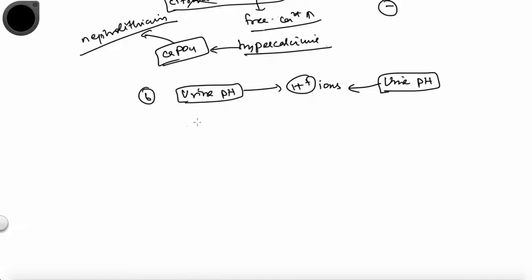Usually in the presence of acidosis, this is the normal physiology: if the tubules are functioning normally, they have to secrete more H plus ions into the urine, and the urine should also be acidic.